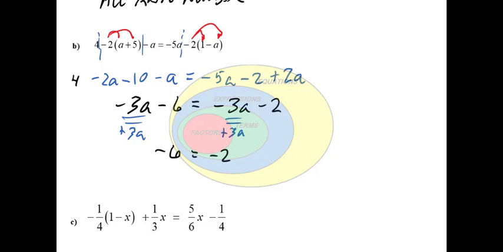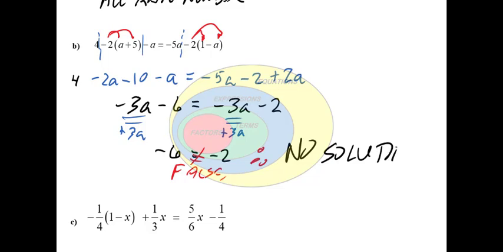So this is a contradiction. It's false. Negative 6 is not equal to negative 2. So therefore, my solution is no solution. So there's no values for a that make the left side equal to the right side.